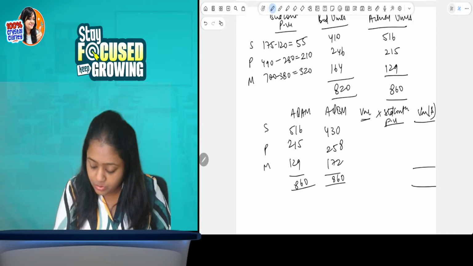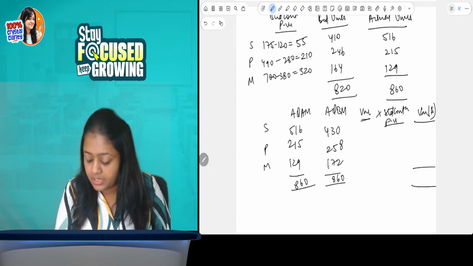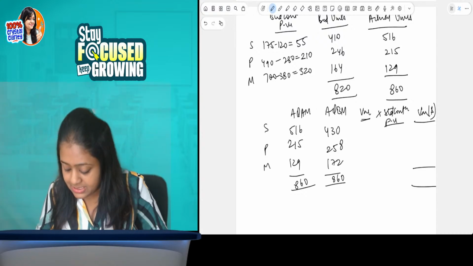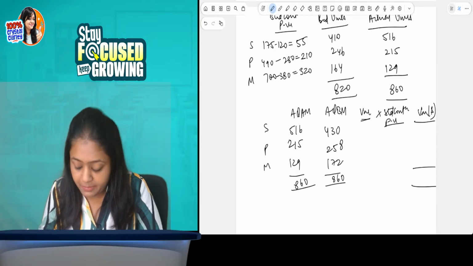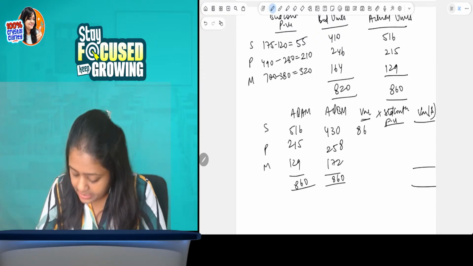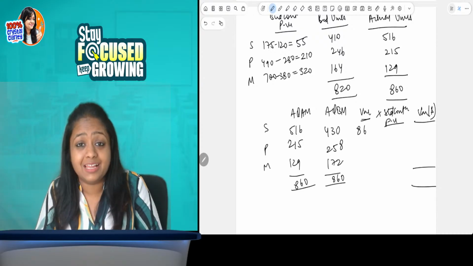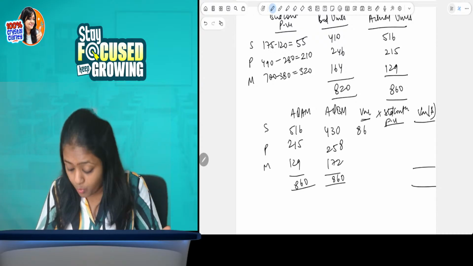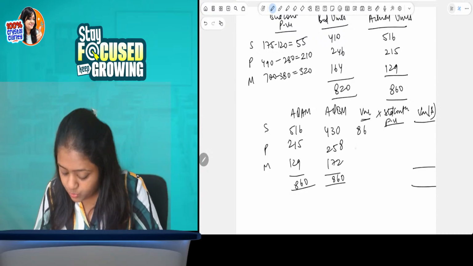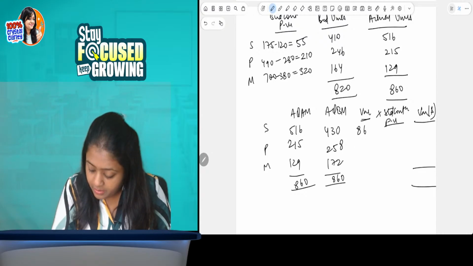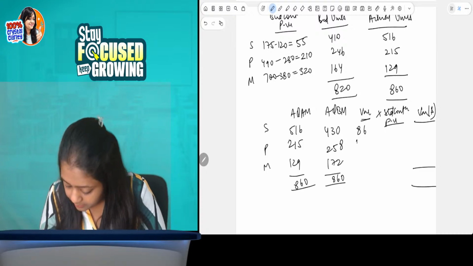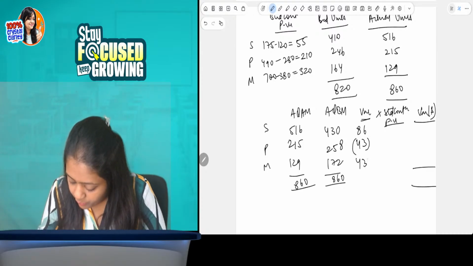Just verify the total. 860. Both totals are matching, just get the difference. 516 less 30 will be 86. It's a positive variance because it's a sales variance, right? So actually we are selling more. Then 215 less 258, it's a negative variance, which is around 8 minus 5, 343. Next will also be 43 adverse.